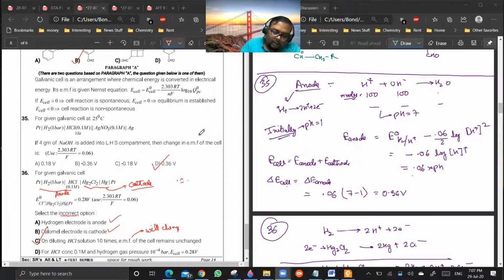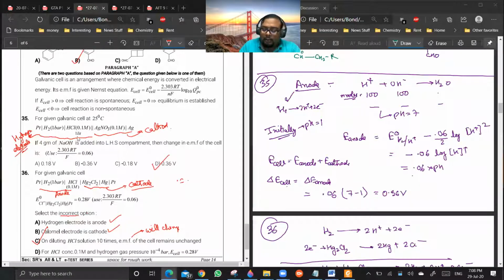You see, this half cell is derived from the standard hydrogen electrode. So this is a hydrogen electrode actually, and that is acting as the anode here. And this part is the cathode. Now you are adding 4 grams of NaOH to the LHS compartment. Initially I have 0.1 molar HCl in the anode compartment, and it is 1 liter. So you have basically 100 millimoles of H+.